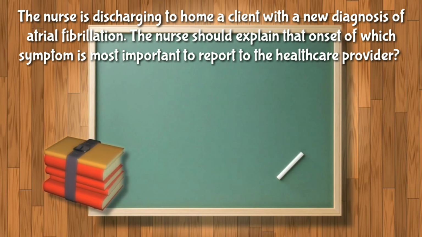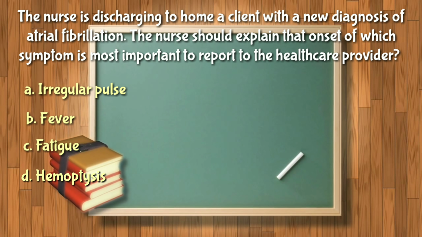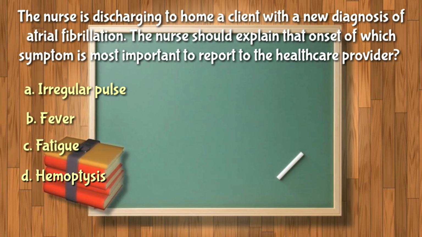Now for the next question, the nurse is discharging to home a client with a new diagnosis of atrial fibrillation. The nurse should explain that onset of which symptom is most important to report to the healthcare provider. So according to this question, we must know which symptom of atrial fibrillation is very alarming and the most important to report to the healthcare provider. So among the four, what do you think the answer is?